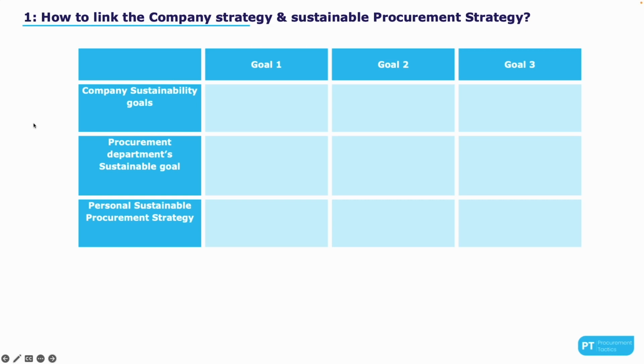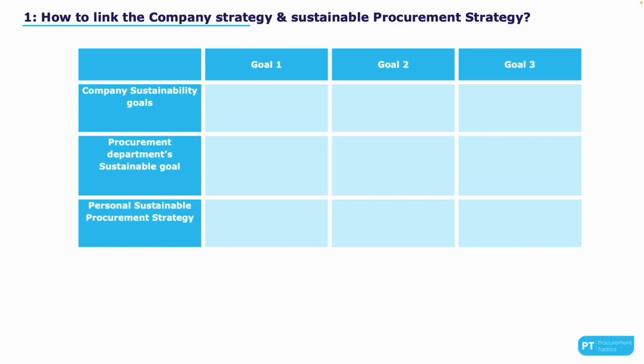So what you do here, like you did in the policy, is check what are my company sustainability goals. Then what are the procurement department's sustainability goals? And then number 3, what is the impact of that for my own personal procurement strategy?